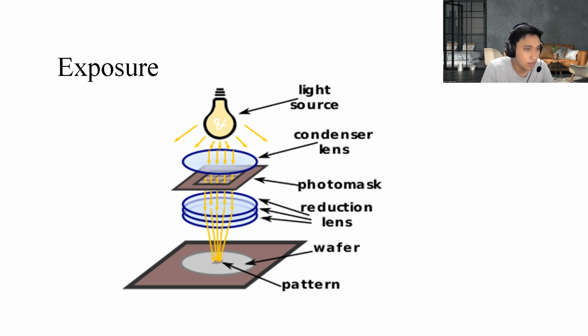The second one is exposure. After covering the photoresist film on the wafer, the circuit can be printed by controlling the light irradiation. This process is called exposure. We can selectively pass light through the exposure equipment. When light passes through the mask containing the circuit pattern, the circuit can be printed on the wafer coated with a photoresist underneath.